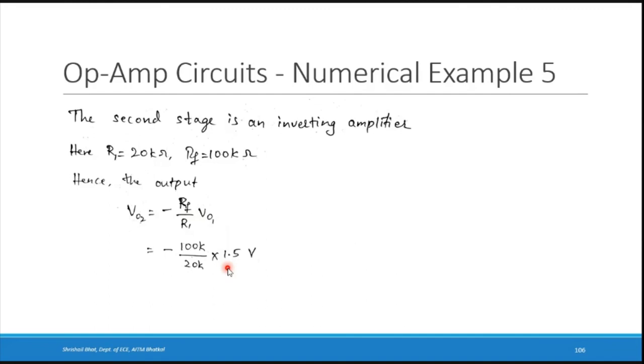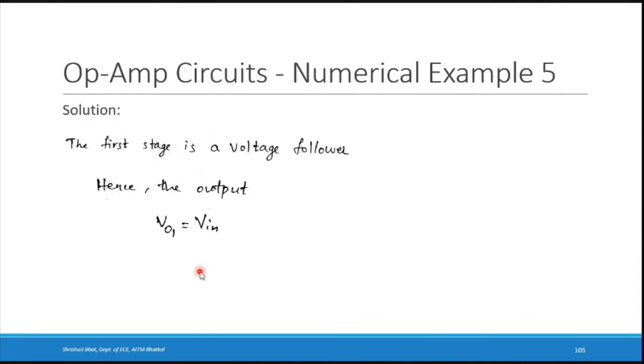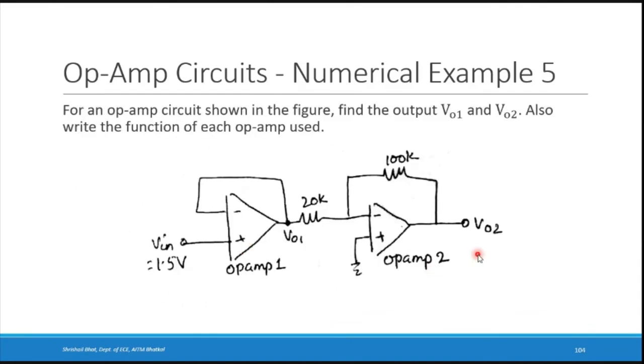1.5. So what is the answer? 100K by 20K is 5, into 1.5. That is minus 7.5 volts, right? So this is the output at the end of the circuit, after both the stages. Whenever such things are given, you should do it stage by stage, individually.